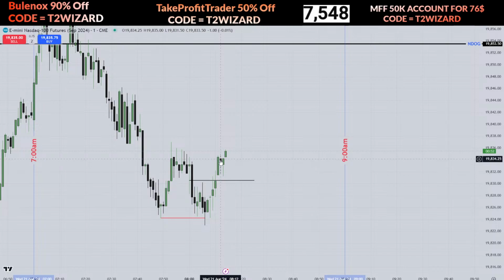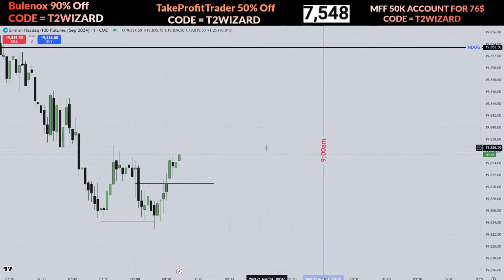Is this the order block? No, that is not the order block. This candle, it's not the order block.